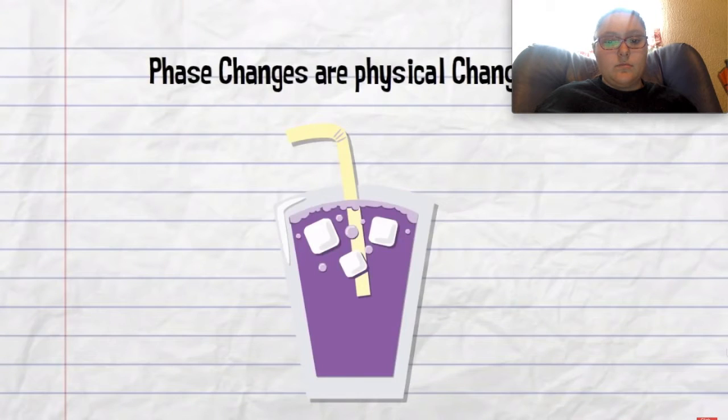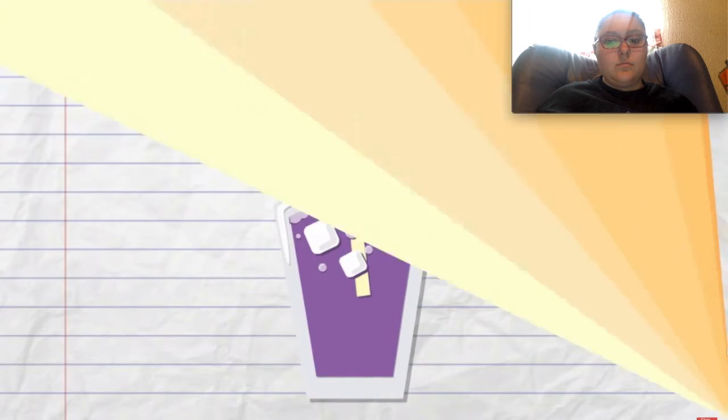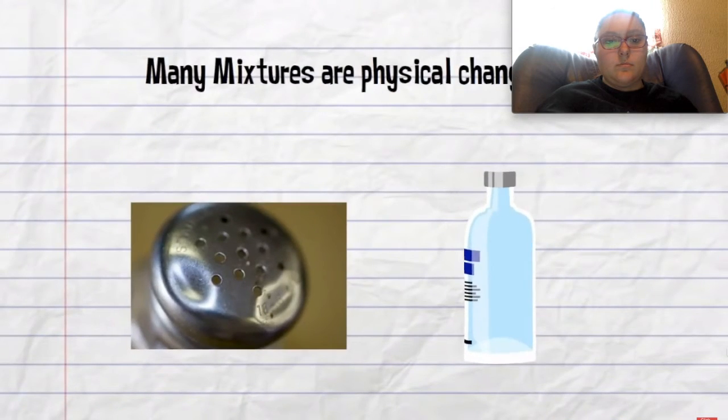Phase changes are physical changes. When ice goes from a solid to a liquid to a gas and then back, those are physical changes. Most mixtures are physical changes. For example, mixing salt and water together is a physical change because the salt and water can be separated out later.